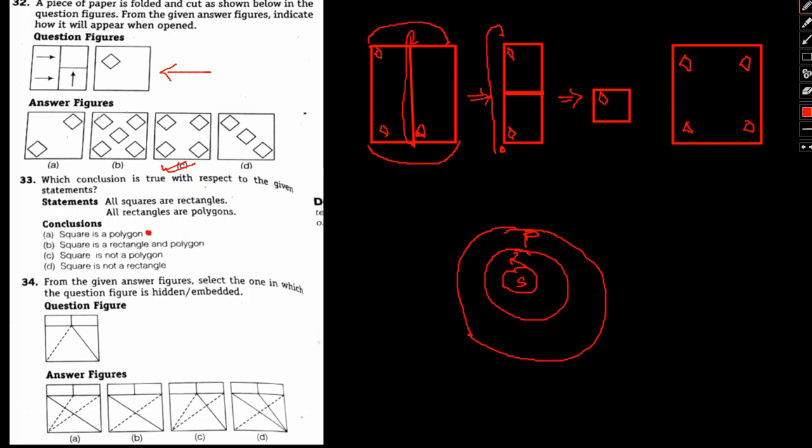So now, square is a rectangle and a polygon. See, square is first a rectangle and then a polygon. So yes, this statement seems more legit than question number one, more described. So we can choose this. Square is not a polygon is wrong. Square is not a rectangle is again wrong. So this should be the ideal approach.